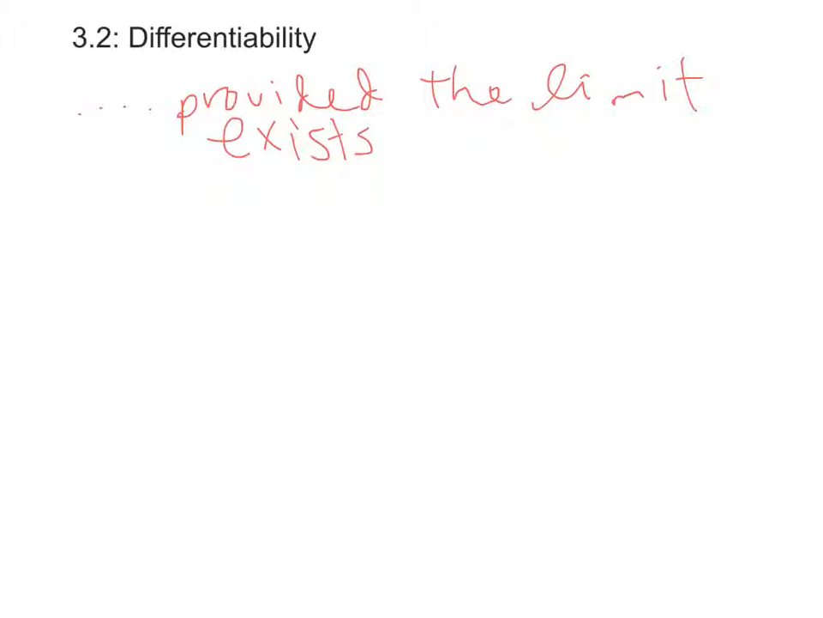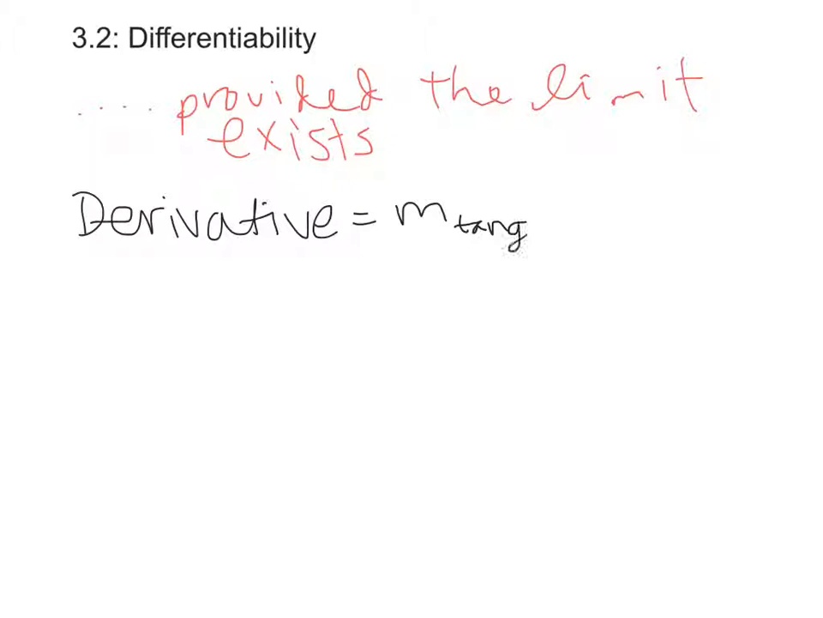Okay, so I want to talk about when this wouldn't happen, okay? When does a limit not exist? So when we think about something having a derivative, as I've told you multiple times now and as we looked at in class and investigated, the derivative is the slope of the tangent line, okay? Derivative equals the slope of the tangent line.